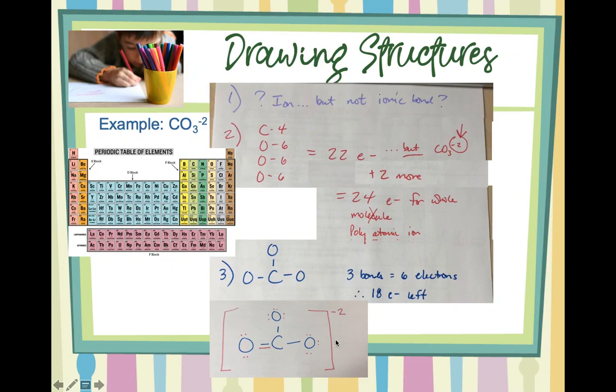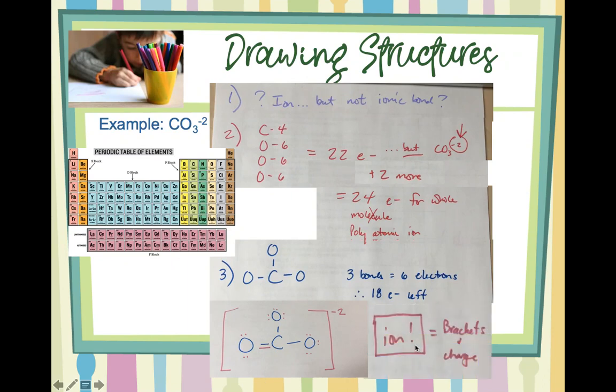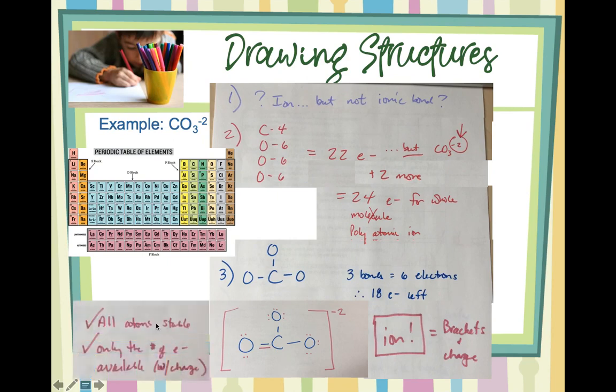But then notice what I did. Brackets and a -2 charge to represent the 2 extra electrons that have to be gained in order for this to be possible. So don't forget about that. So brackets and charge to make it an ion. And then we just follow our rules. Are all the atoms stable? Yeah, we just check that.